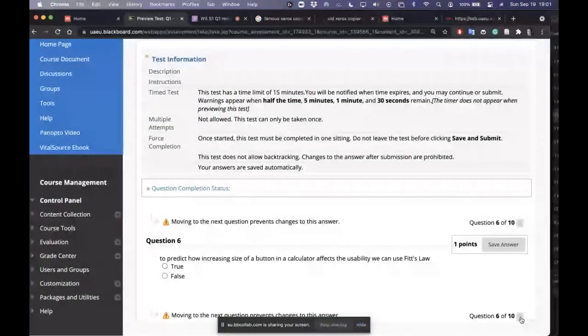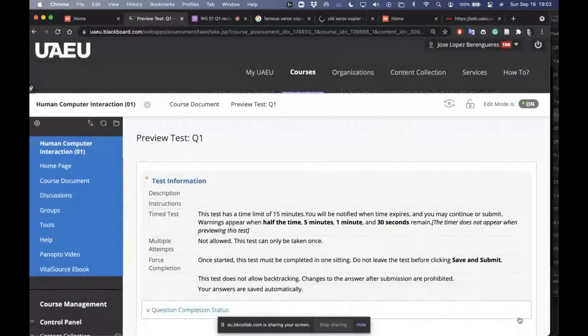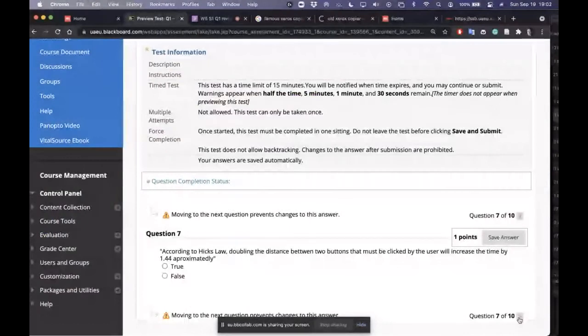Go ahead. To predict how increasing size of a button in a calculator affects the usability, we can use Fitts's law. True or false? True, right? That's exactly why we use Fitts's law. You did an exercise on that, a homework on that. According to Hicks law, doubling the distance between two buttons that must be clicked by the user will increase the time by 1.44 approximately.